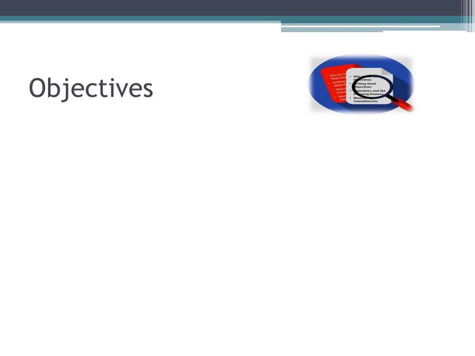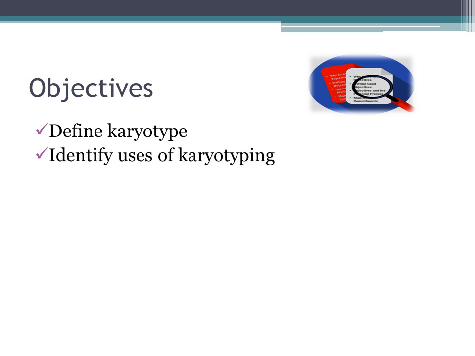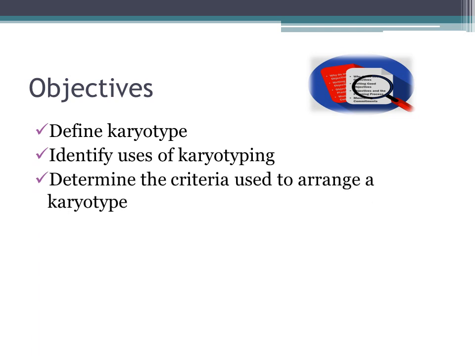The objectives of this lesson are to define a karyotype, to identify some uses of karyotyping, to determine the criteria used to arrange a karyotype, and finally to write a chromosomal formula.